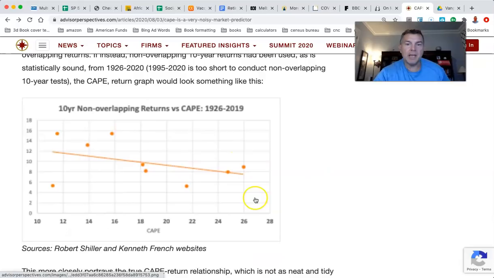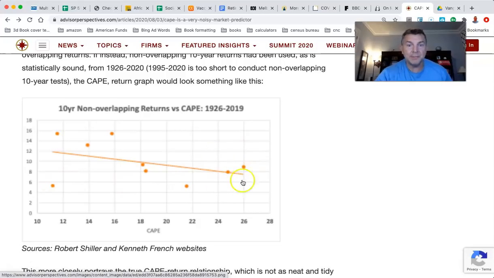And here you go. So the Cape was up here at 26. The Cape was over here at 25. The Cape was over here at 21. And you can see the Cape was over here at 11 and had returns of only 4.5%. Cape was over here at 26, had a higher return than that.